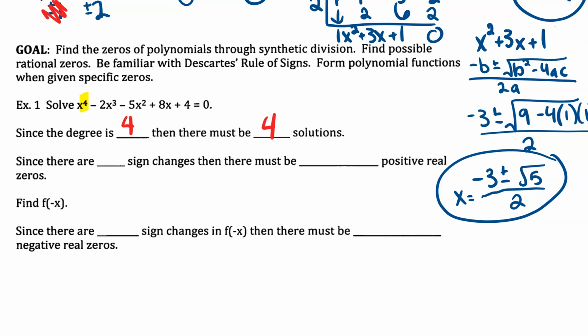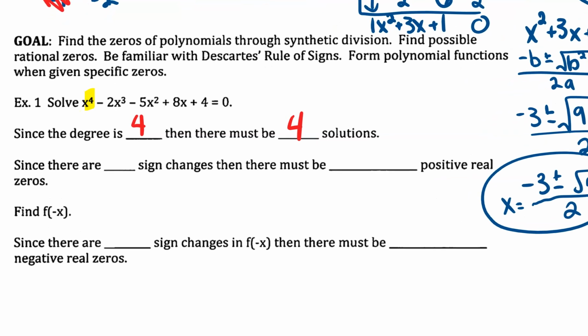So the rule of signs says that the number of positive solutions is determined by the amount of sign changes in the polynomial. So what I mean by that is we're going to see, when this is in standard form, how many times it goes from positive to negative or vice versa. So this was positive and this was negative, which means there was a sign change there. That was 1 sign change.